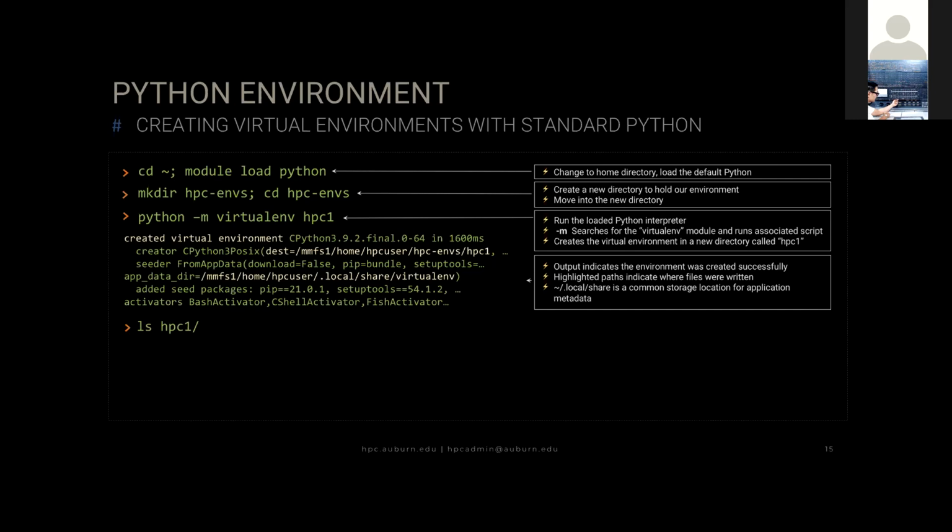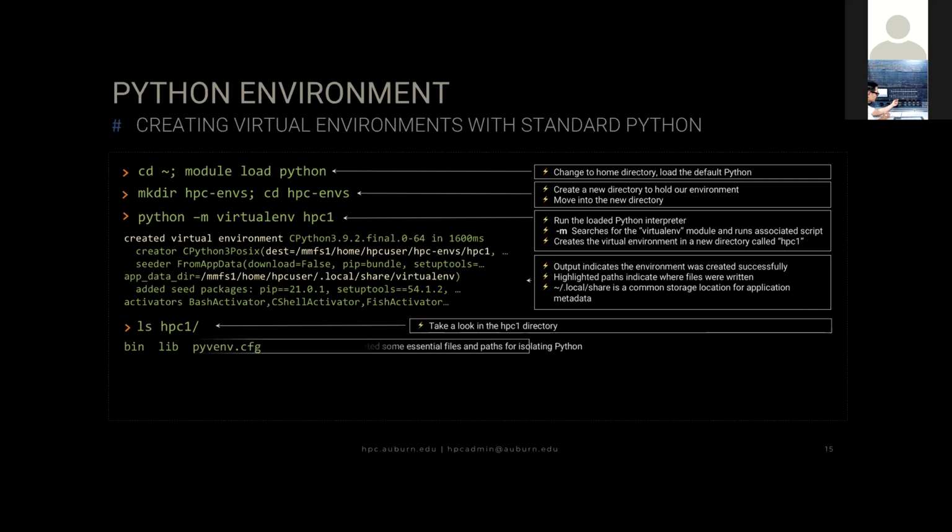So if we take a look in the folder after we run this command, if we take a look in that HPC1 folder, we should see that it's created a bin directory, a lib directory, and then a config file. And those are the essential files. Inside bin, you'll have the Python interpreter. So you'll have a local copy of the Python interpreter in your home directory, and then the lib directory, it's going to look a lot like the standard Python lib directory, but probably a lot fewer files there. It's just going to copy by default the essential ones.